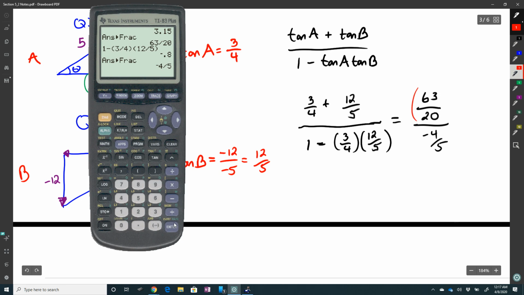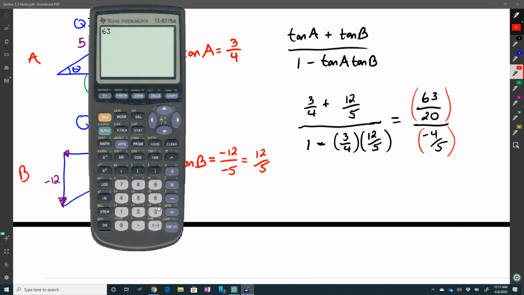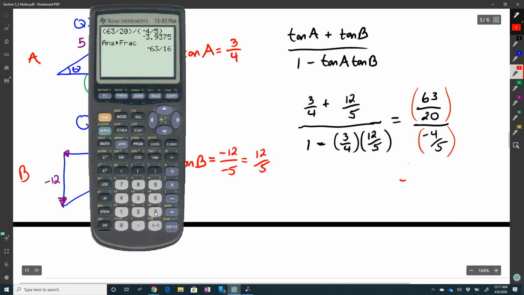Okay, now each of these isn't really in parentheses. And so your final answer, 63 over 20, divided by parentheses negative 4/5. And then you can do math 1. And notice you get the exact same answer that we got before. Probably would have been quicker if I just did it by hand. Anyway, so that's the formula.